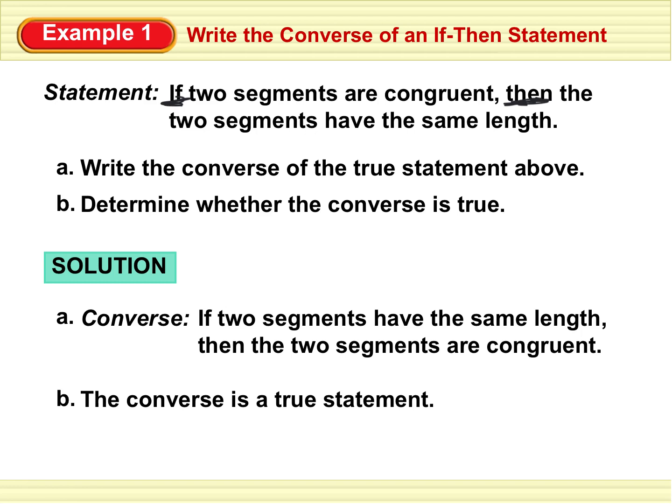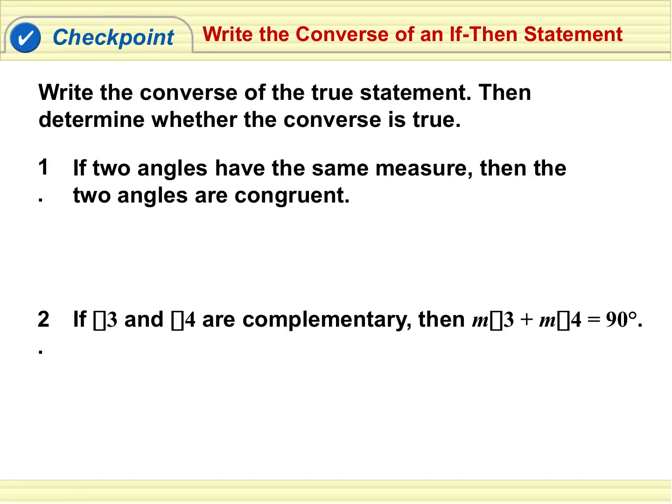Then, once we do that, you got to say whether the converse is true or false. So here's the converse right here. If two segments have the same length, then the two segments are congruent. Is that a true statement? I think so. Yes, so that would be true. Okay? Go to this one.